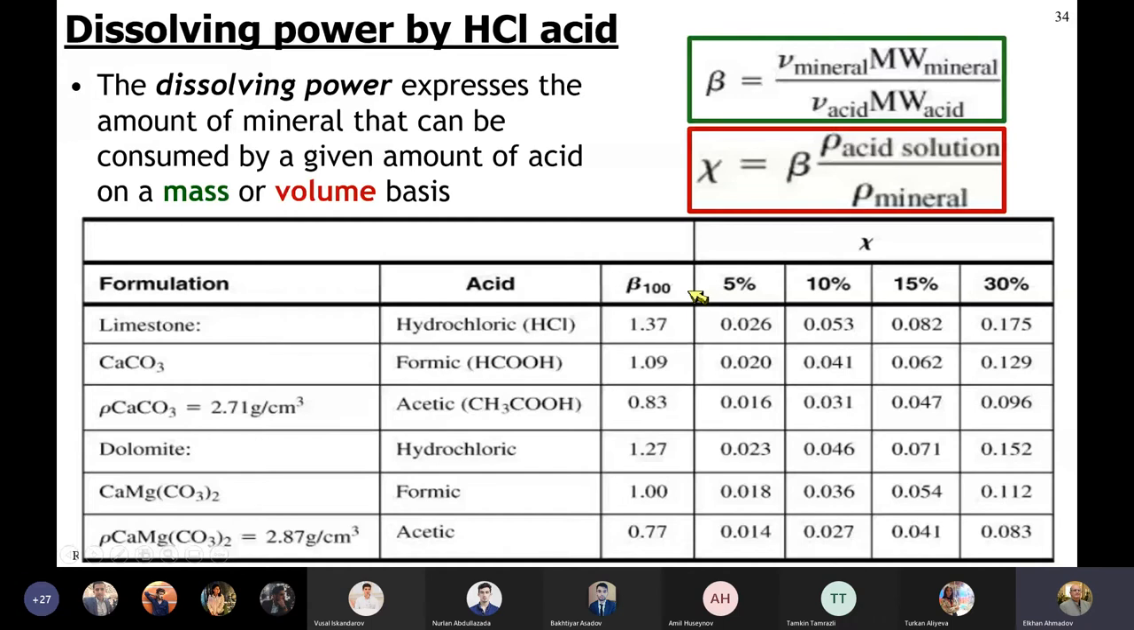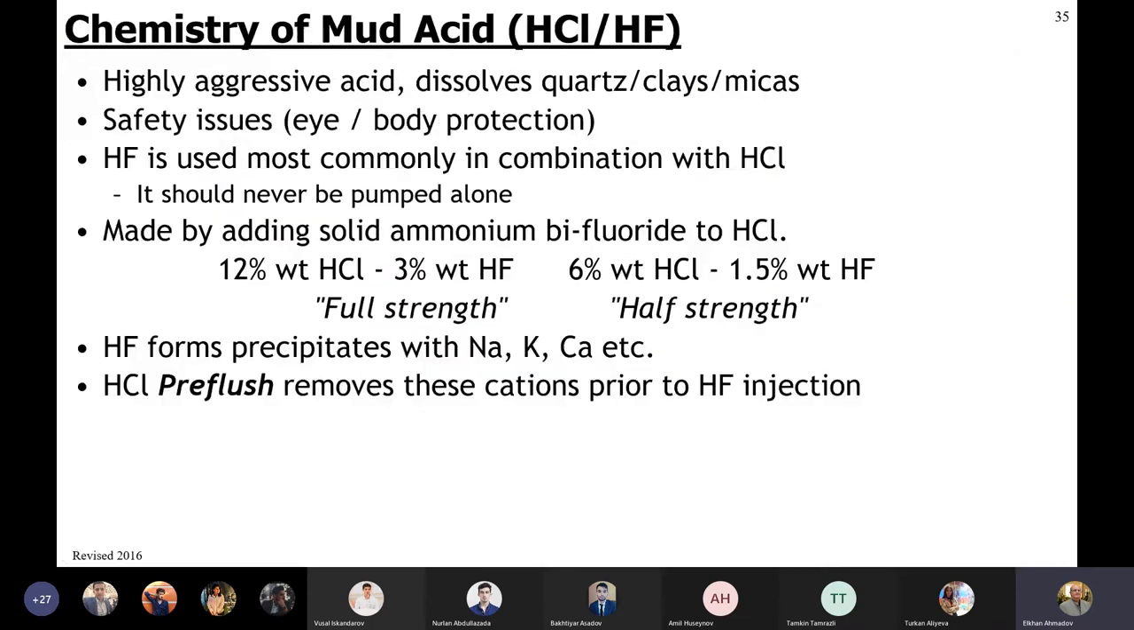Okay, and the mud acid, the hydrofluoric acid, is a very aggressive acid, and it dissolves clays, quartz, and micas. These all are part of clastic reservoirs, sandstones, and clay shales. It has, of course, safety issues. Both acids have safety issues, but this hydrofluoric acid especially is non-user friendly. It's still used in combination with HCl, and may be made by adding solid ammonium bifluoride to HCl.